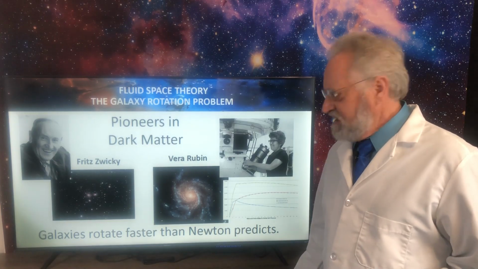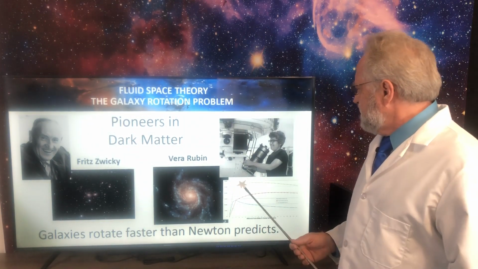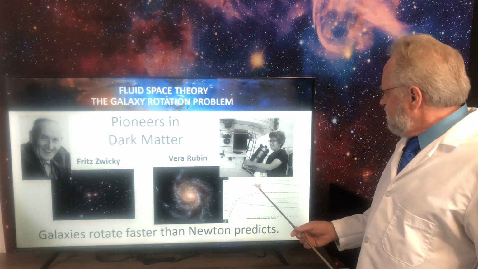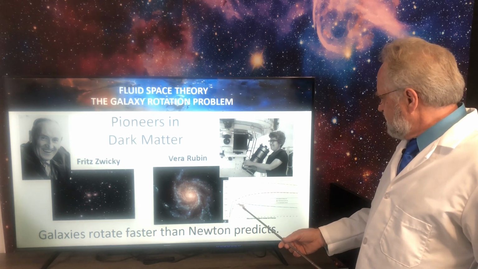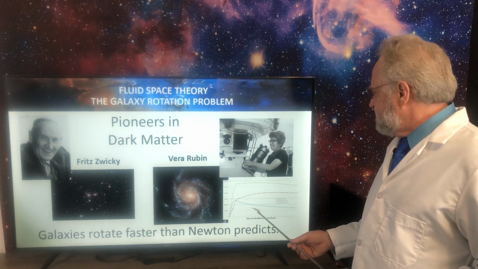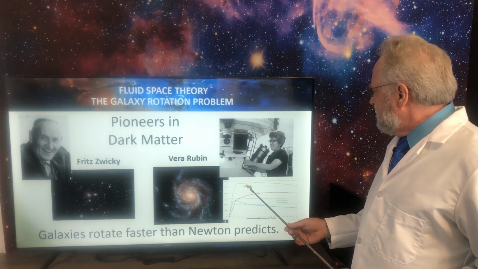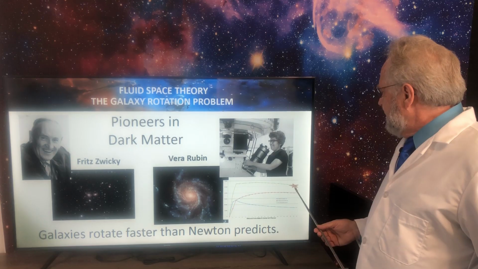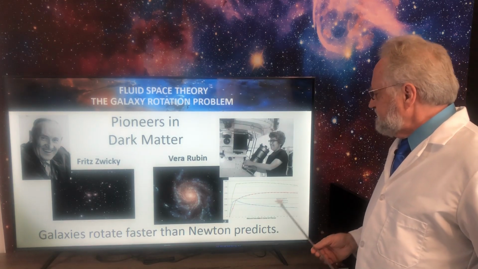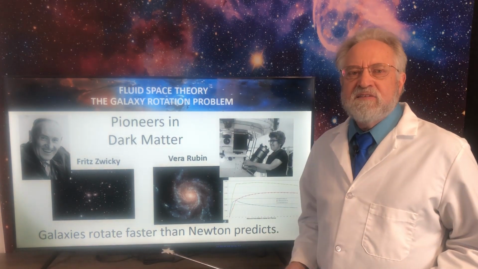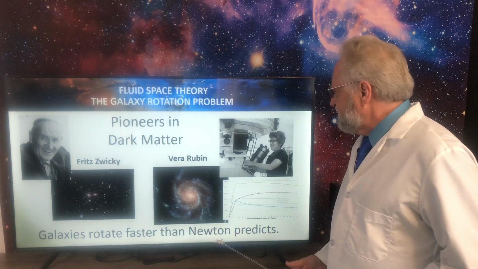And that's what she did, and she began plotting these rotation curves, and she discovered that rather than dropping off as you would expect, the blue curve is the Newtonian form that you would expect. She saw much higher velocities that remained flat for great distances. And this began the search for dark matter.